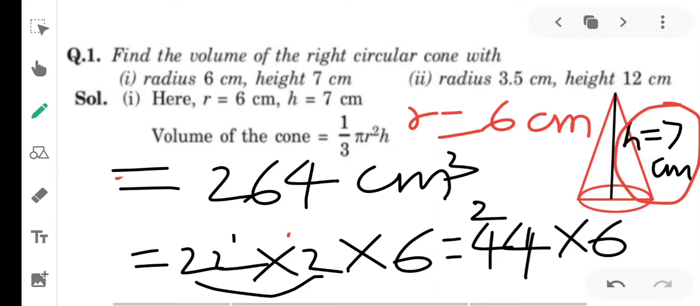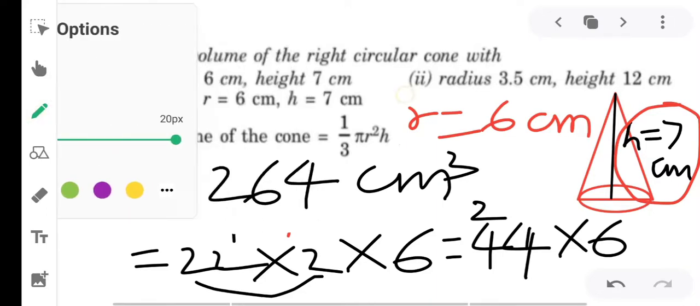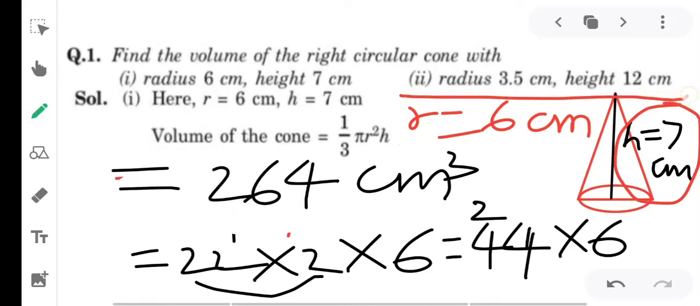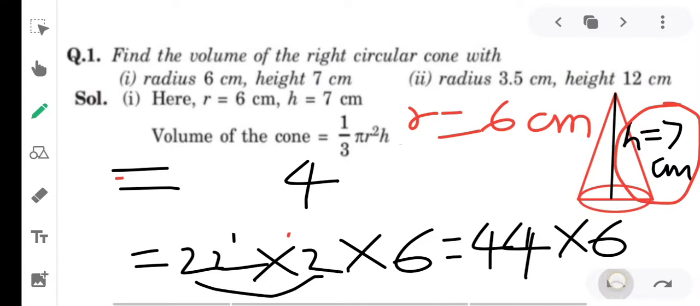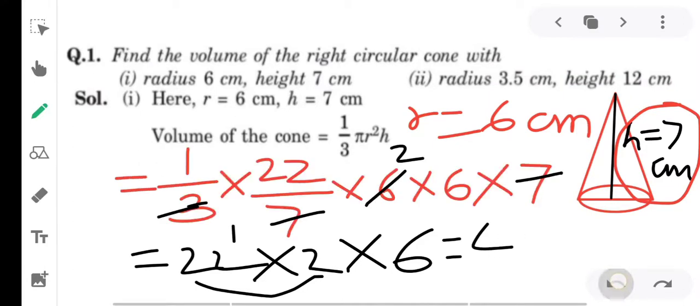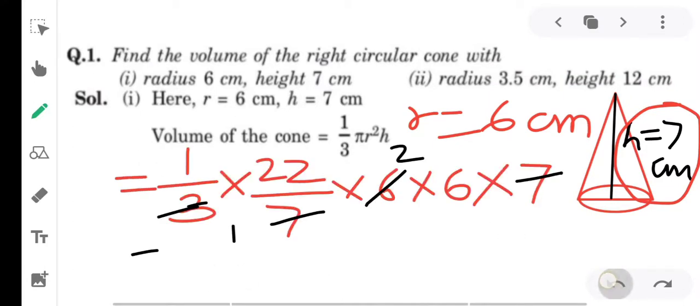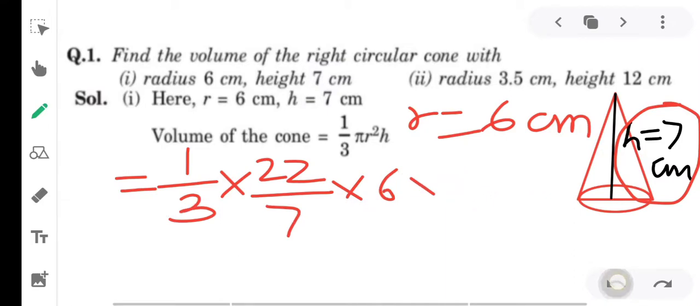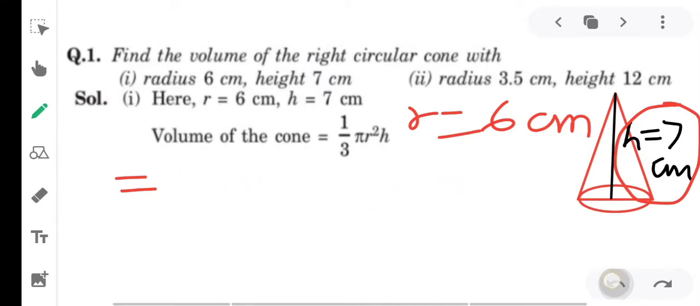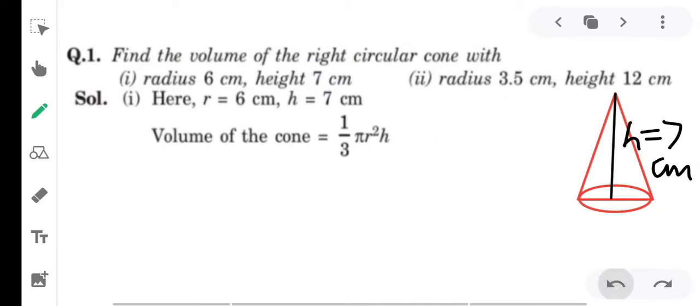Now we will take the second case, which is given here. यहाँ पर हम second case लेंगे. You can see the value of the radius is 3.5 and the height is 12. So we have to change the dimension over here in the diagram. यहाँ पर आप देखेंगे इसके diagram में आपको dimension change करना होगा. So the formula will be same. We need to change the radius and the height.